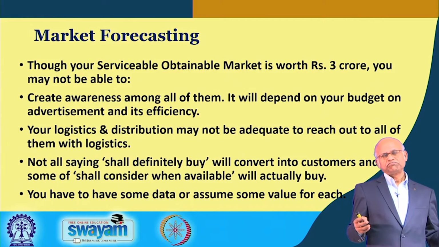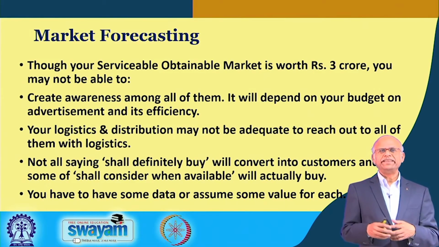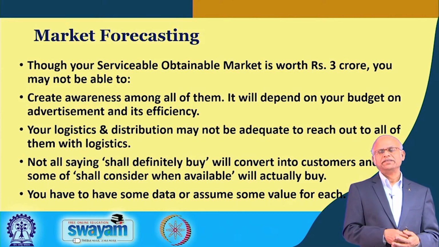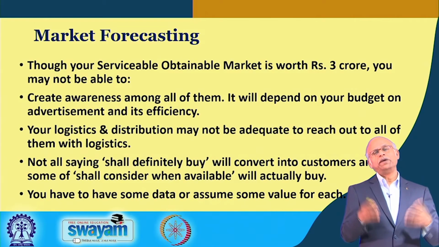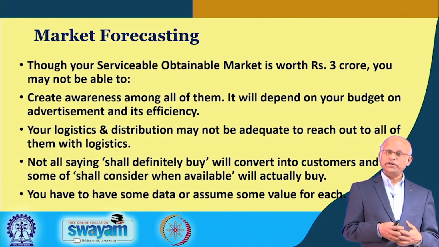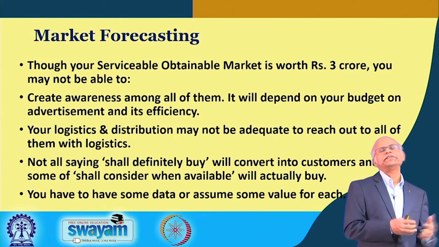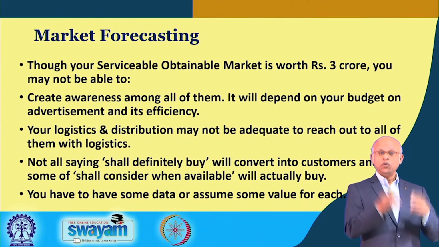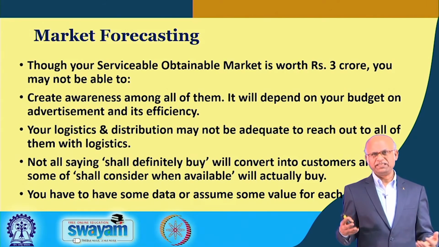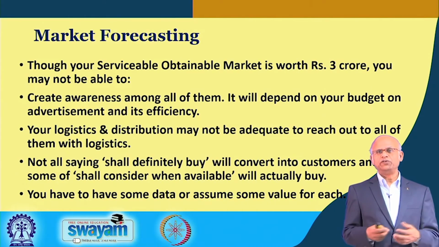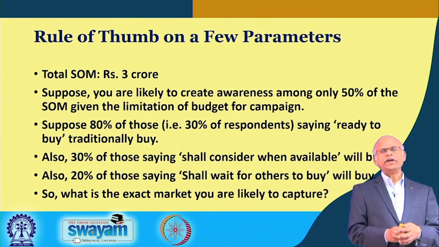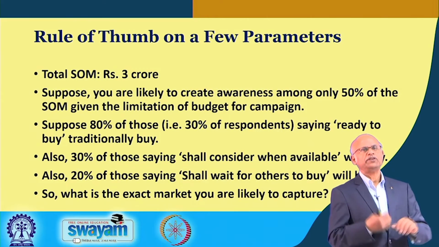Then everybody who is saying I shall definitely buy may not actually buy. A percentage only will buy when the product is available. Similarly, some people say shall consider when available, maybe a small percentage of them will buy. So, what percentage? This is also very important. You have to have some data or assume some value for each. So, this is where a rule of thumb actually works.